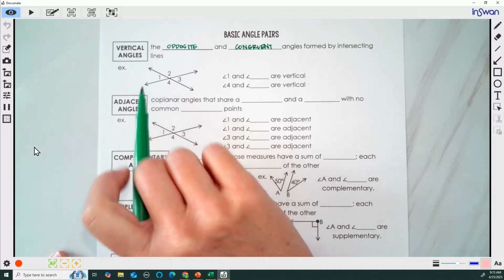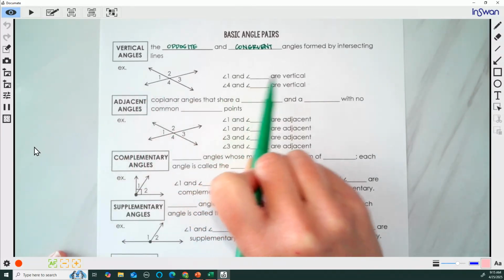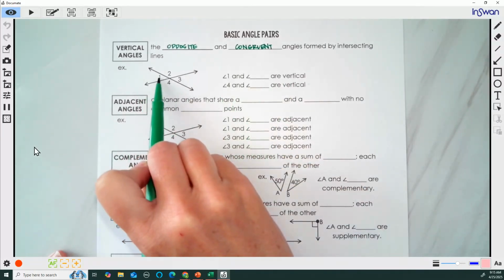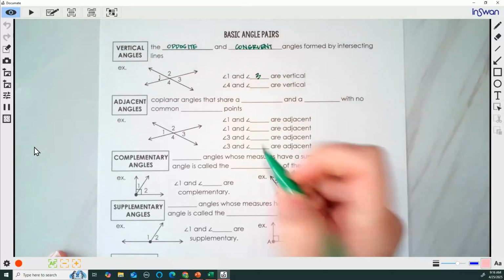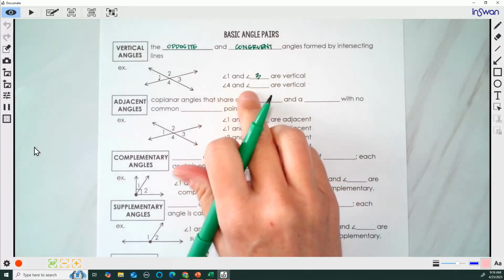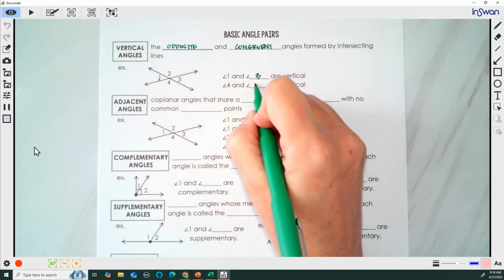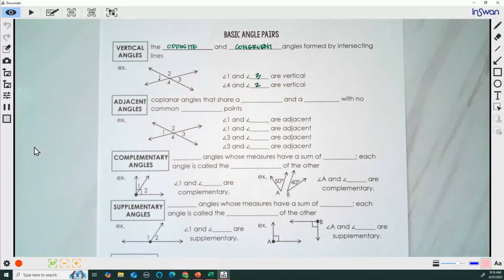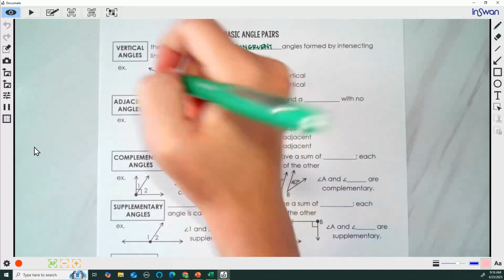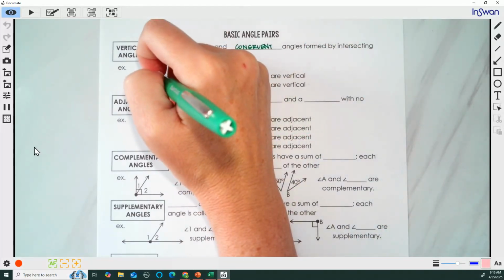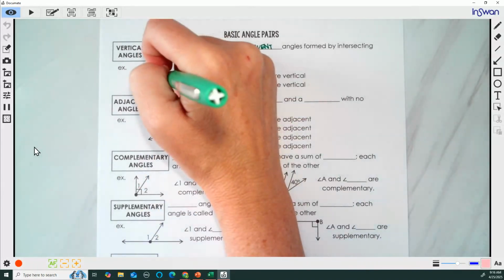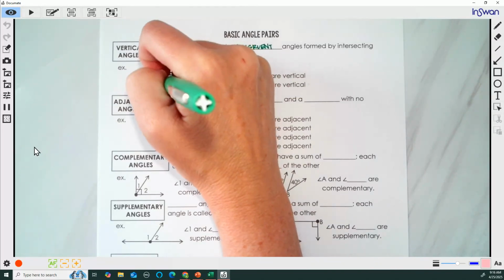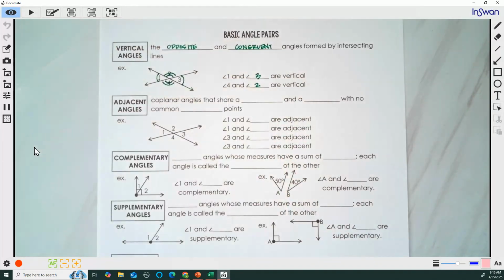So here we have angle 1 and angle blank are vertical. Your opposite angles, angle 1 and angle 3, are your vertical angles. And then we have angle 4 and the opposite one is angle 2. And it tells us that they are congruent, so I'm going to mark those as congruent, and then we could do the same with angle 2 and angle 4.